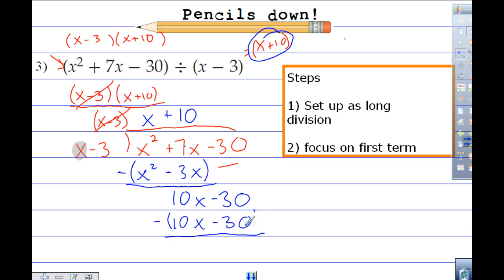Subtract both of those. 0, 0. Negative 30 minus a negative 30 is 0. So basically, after all this work, all we're saying is x plus 10 times x minus 3 equals x squared plus 7x minus 30. Because multiplication and division are just inverses of each other. The backwards of multiplication is division and vice versa.